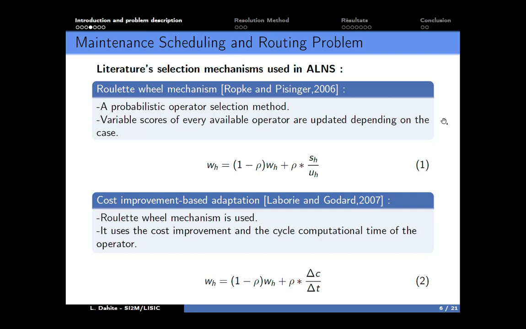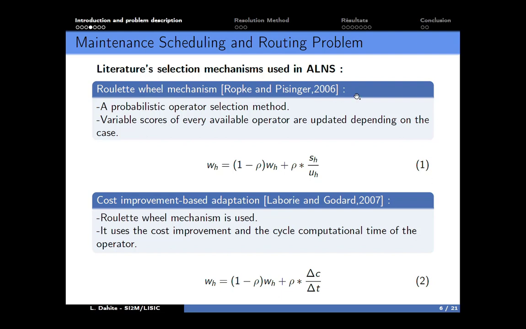Adaptive large neighborhood search is the resolution method chosen to deal with the problem. In the literature, authors generally propose specific operators, adapt existing ones, or intervene in the selection mechanism. Some literature selection mechanisms are presented here. The first one is the roulette wheel selection mechanism, introduced by Ropke and Pisinger.